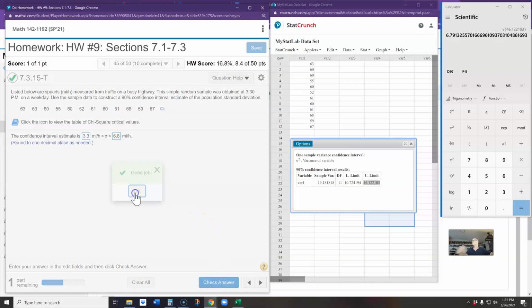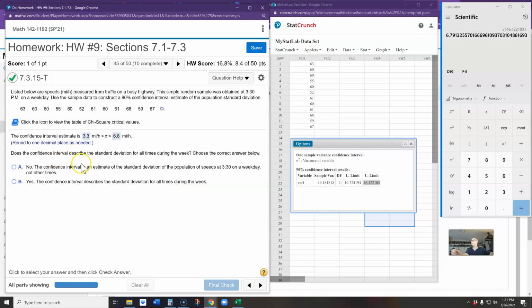Okay, and might as well finish up this problem. So it says, does the confidence interval describe the standard deviation of all times during the week? Choose the correct answer below. So if we read back through the problem, it says they were obtained only at 3:30 on a Wednesday. It was a simple random sample because it's just whatever cars went by there, but it was at that specific time. So I would say no, it's not for all times of the week. And let's see if their answer makes sense. The confidence interval estimate of standard deviation of population of speeds at 3:30 on Wednesday, not other times.